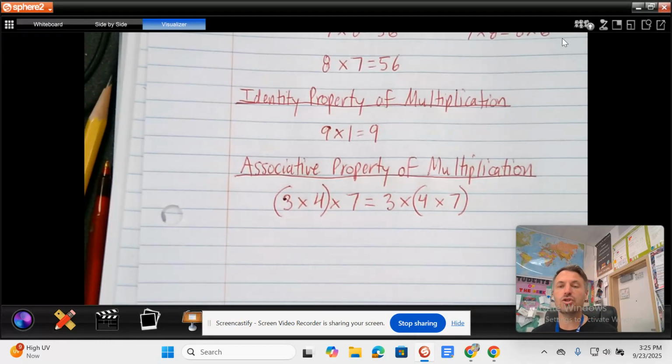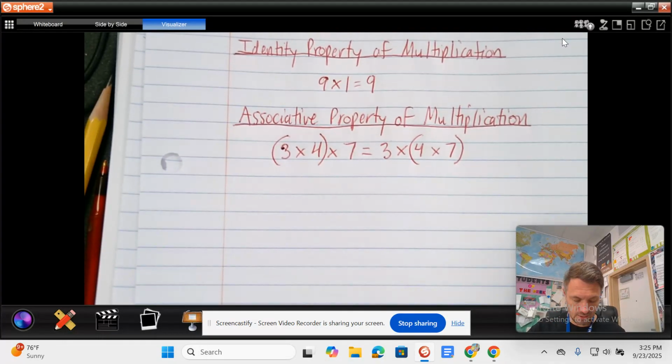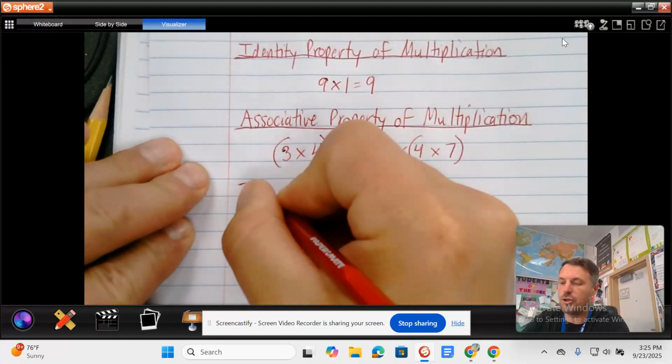So you can change how numbers are grouped in parentheses when you're multiplying. In other words, you can switch up which numbers are grouped in parentheses, but it doesn't change the product. It doesn't change the answer to the multiplication problem. Okay, we have one more property, and it's the zero property of multiplication.